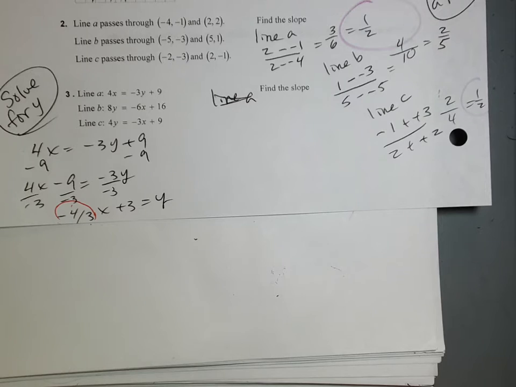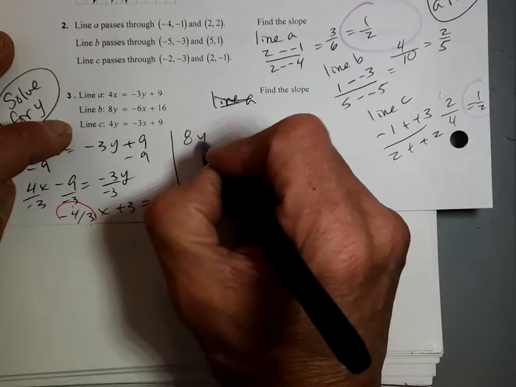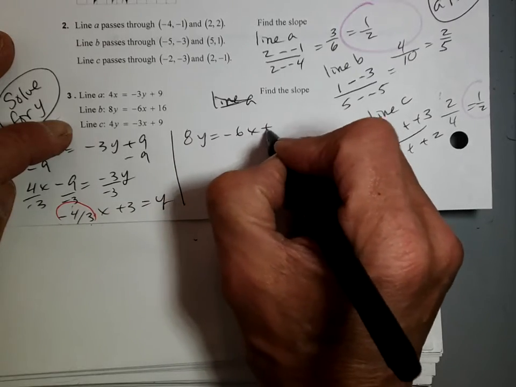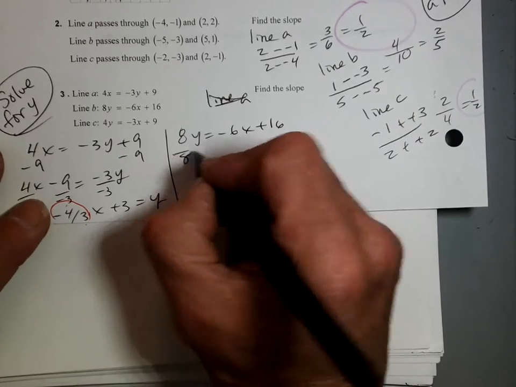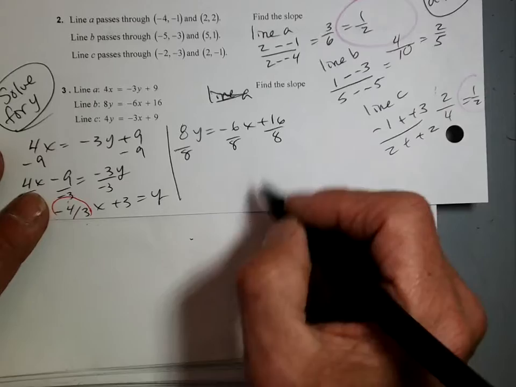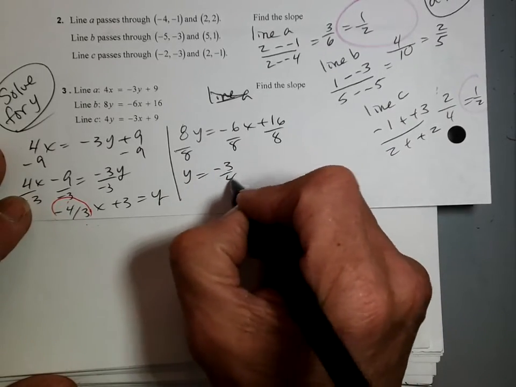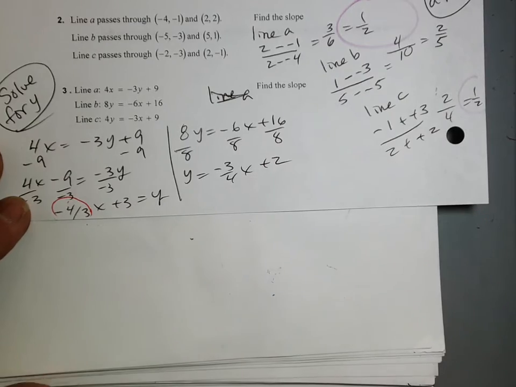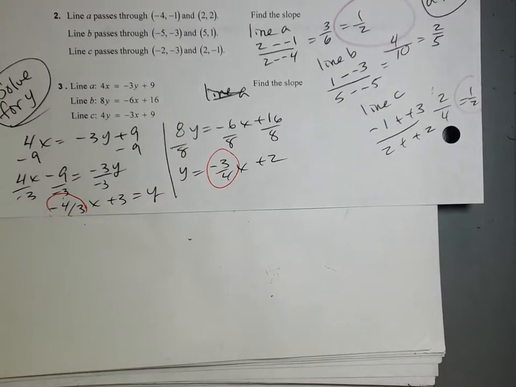Okay, so then look at line B. So line B, I've got 8y equals negative 6x plus 16. So all I'm doing is solving for y. I want to look at all their slopes. Divide by 8, divide by 8, divide by 8. Y is equal to, if I reduce this, negative 3/4 x plus 2, okay? Again, all I care about is just the slope. Well, these two aren't parallel. These two are not parallel, right? They're not the same.